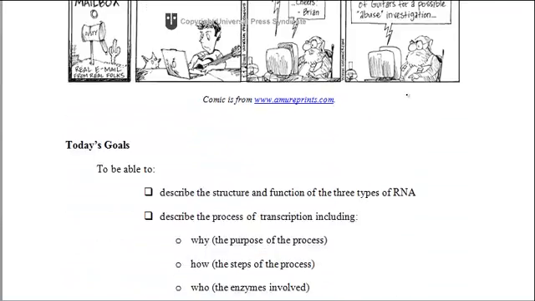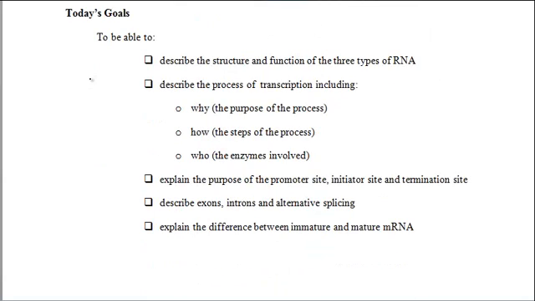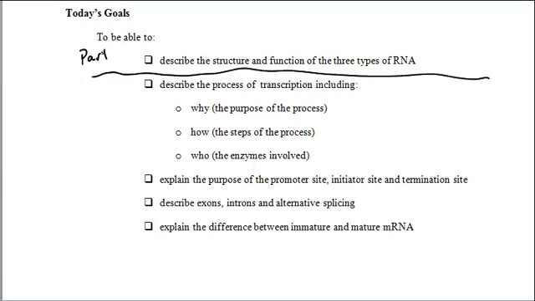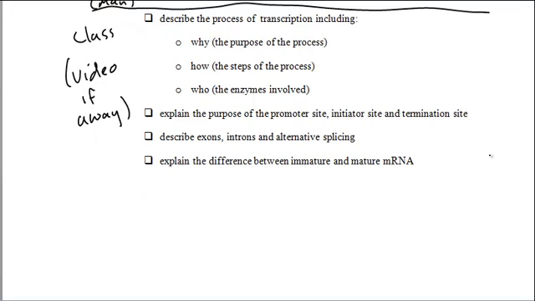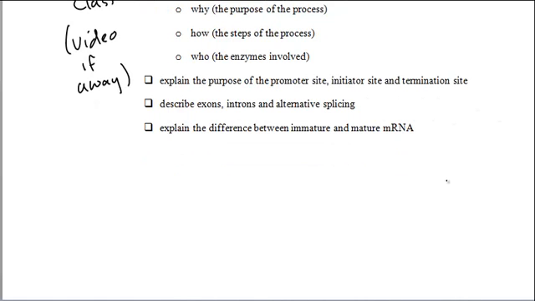By the end of this lesson, you should be able to describe the structure and function of 3 types of RNA. We're going to do this in part 1 of the video, which is mandatory. And then in class, or video if you're away, we will discuss the process of transcription, including why, how, and who, and we'll be able to explain the purpose of the promoter site, initiator site, and termination site, be able to describe exons, introns, and alternative splicing, and finally be able to explain the difference between immature and mature mRNA.